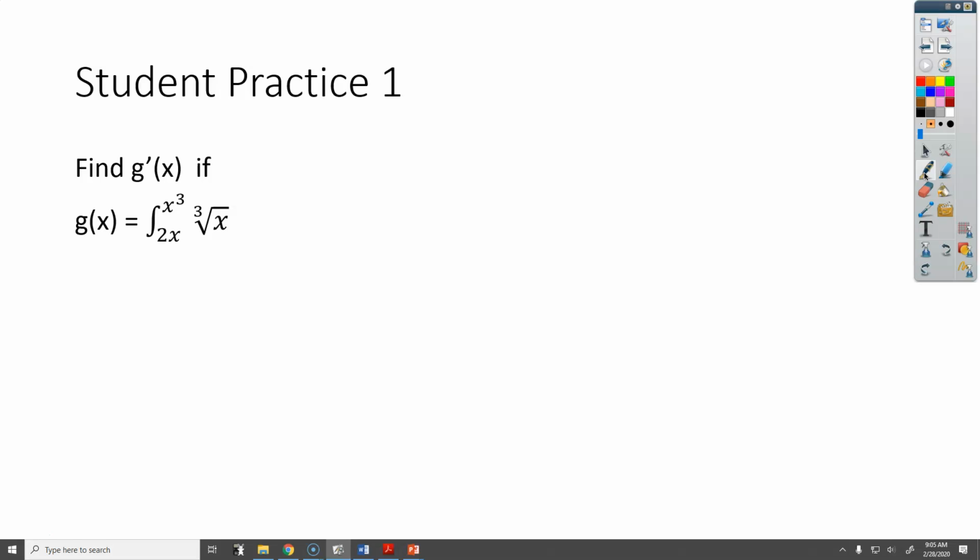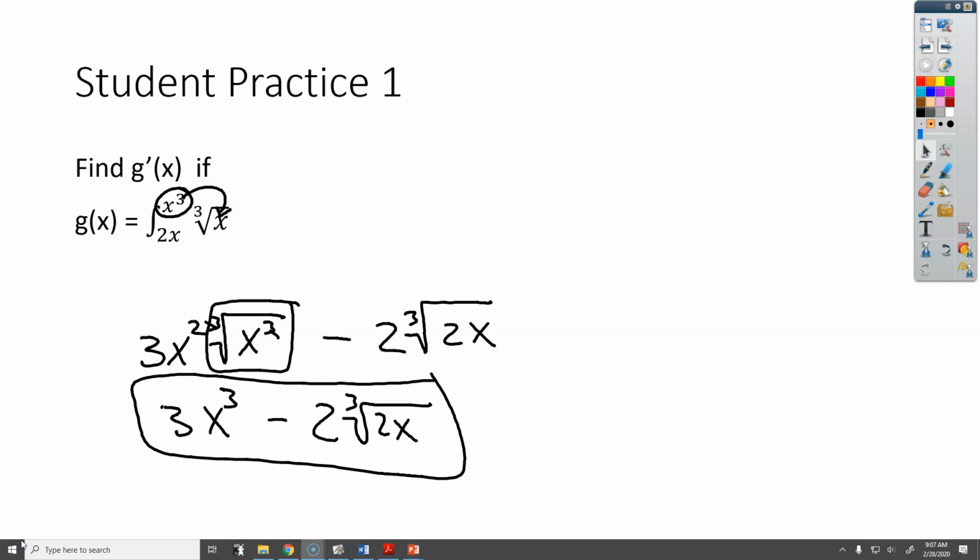Matthew's with me. So, Matthew, you could just tell me the final answer if you like. Go ahead. 3x squared times x to the 1/3, or cube root of x, minus x cubed. There's our answer. Now, let's take a look at what an integral function is.